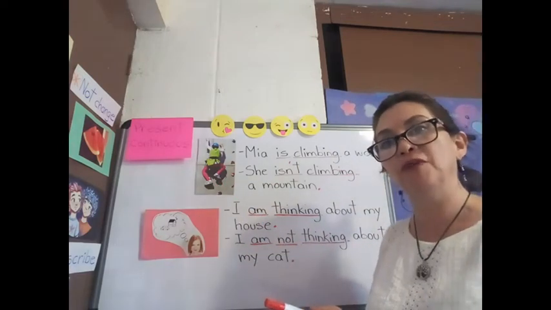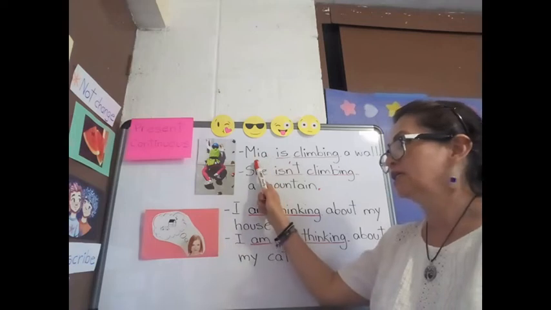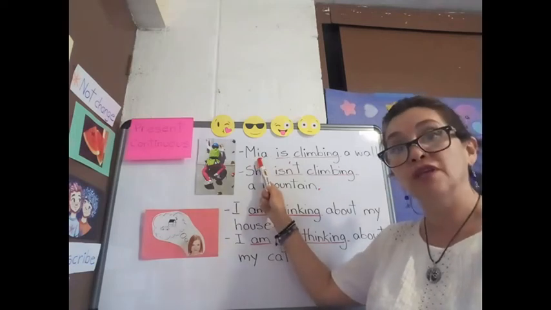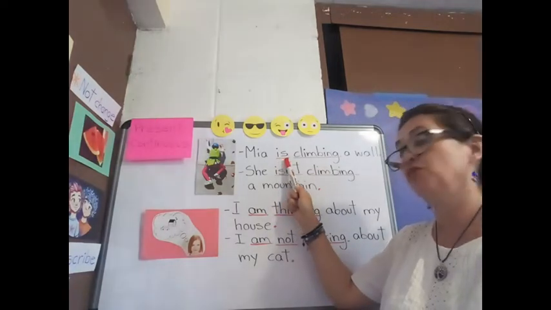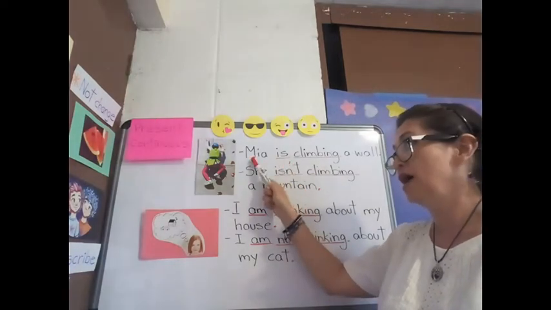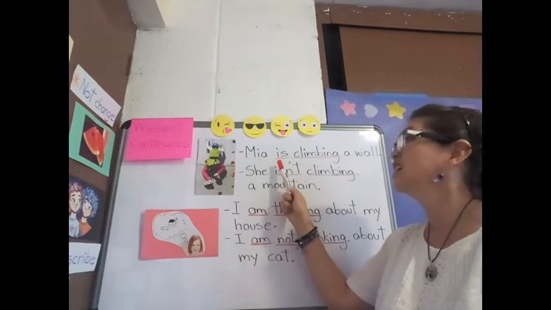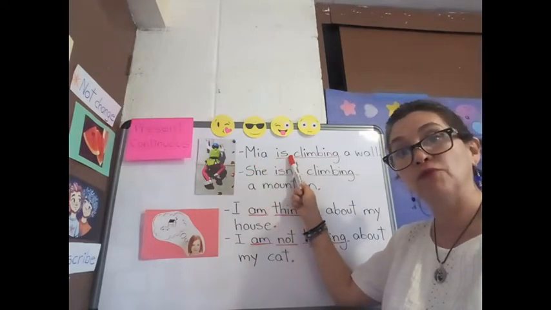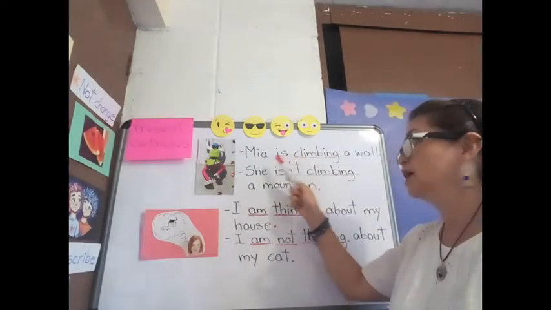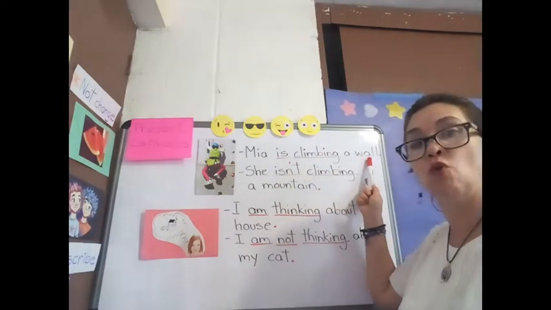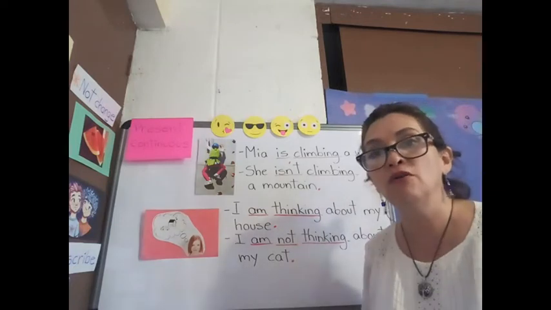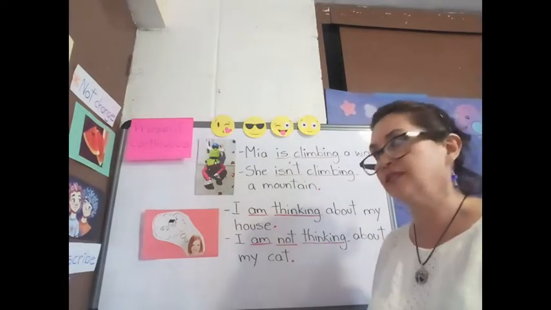How do we form the affirmative sentences? First, we use the subject. Then we use the verb to be in present tense. Mia is. She is. Then the verb with the ing form. Mia is climbing. And then the complement. A wall.